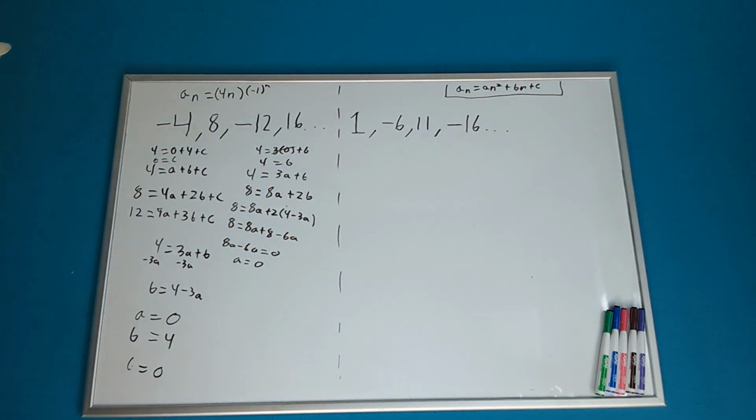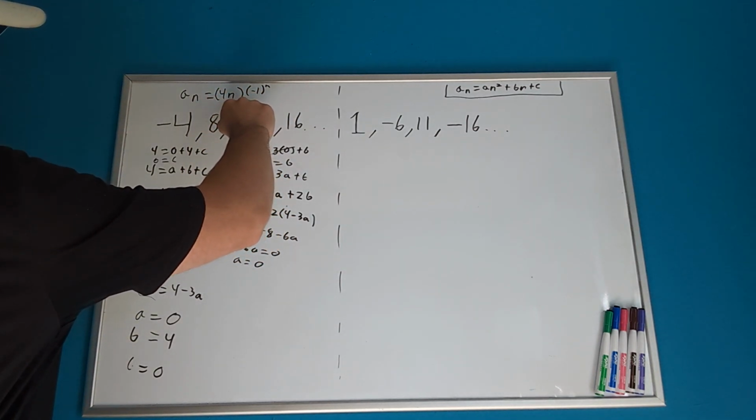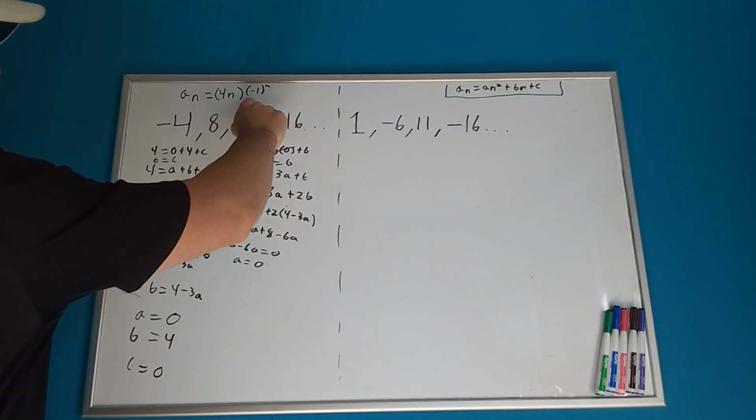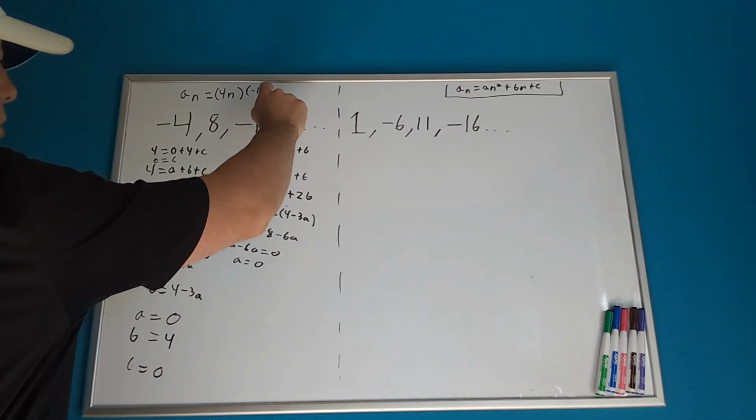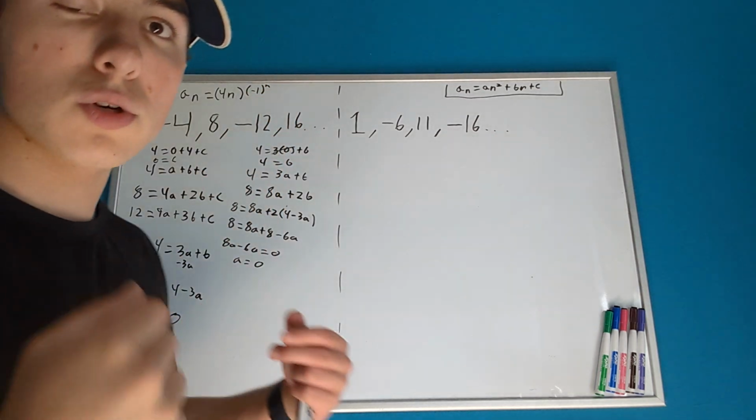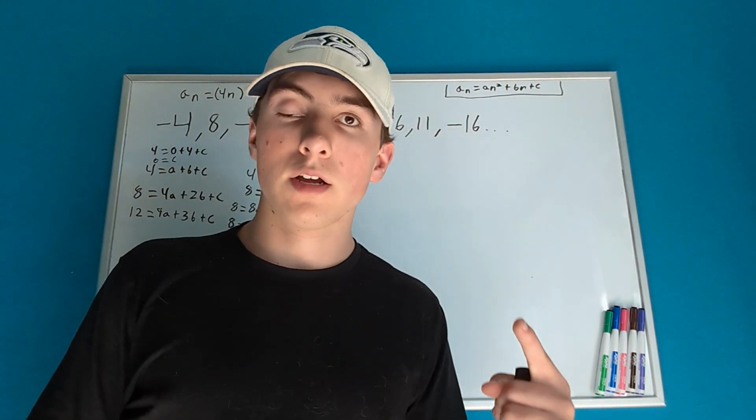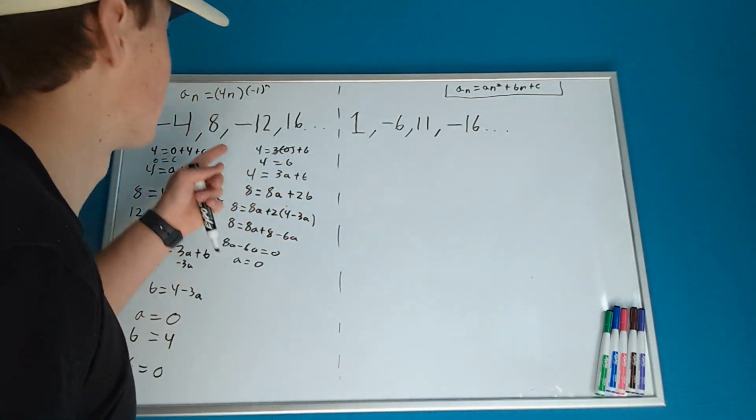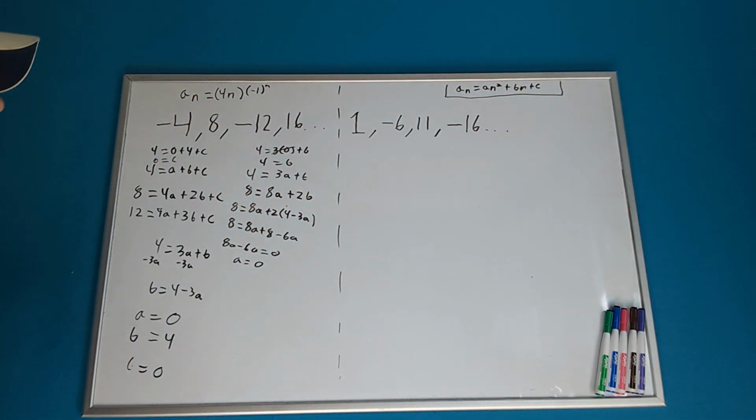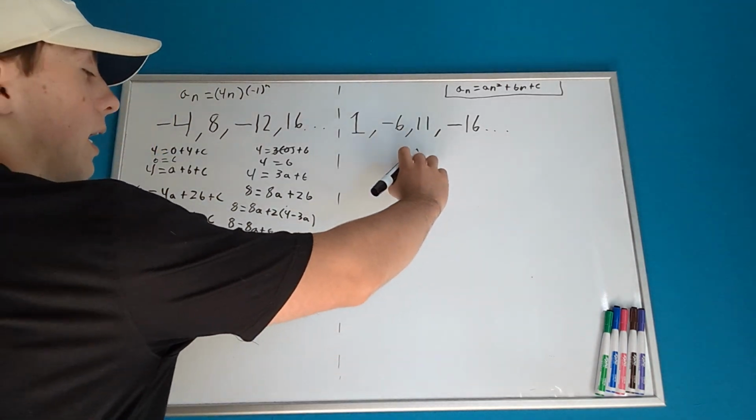Now what happens when n is 2? We get 4 times 2. That's 8 times -1 to the power of 2, or squared. -1 squared is just 1. So we get 8 times 1, +8. I think you're starting to see how this happens. So let's do this one now.